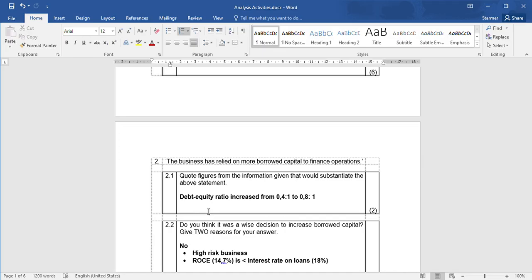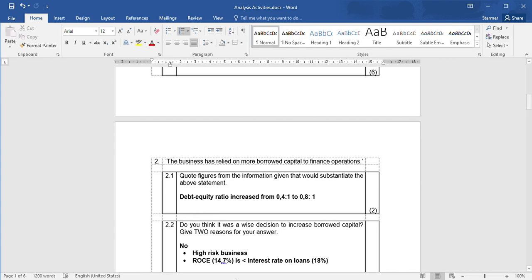Do you think it was a wise decision to borrow capital? Give 2 reasons for your answer. Whenever you're asked whether it's a good thing to borrow money, you must always look at 2 things. You must look at your debt-equity ratio for your risk, as well as your return on capital employed to see whether you're using the money effectively or not.